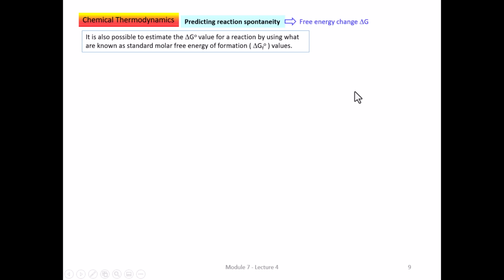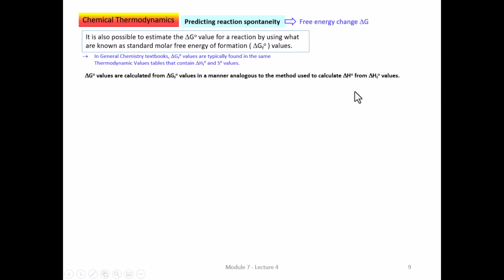It is possible to estimate values for delta G for a reaction by using what are known as standard molar free energy of formation values. So what I'm telling you here is that it's possible to get a delta G value without using the delta H minus T delta S equation if you have a table of what's called standard molar free energy of formation values. Those values are typically found right along with the delta H of formation and the standard molar entropy values in tables of thermodynamic properties in general chemistry textbooks, and the table in the textbook associated with this particular course has the free energy of formation values listed.